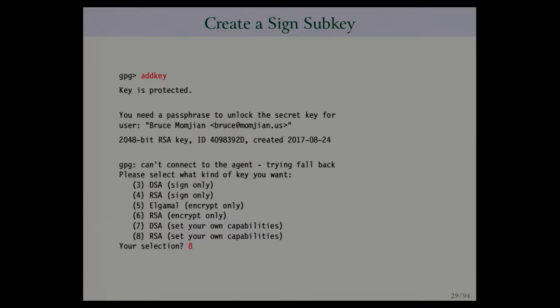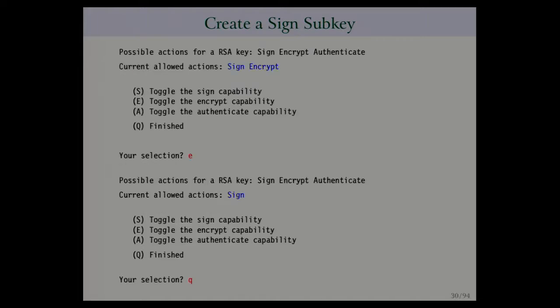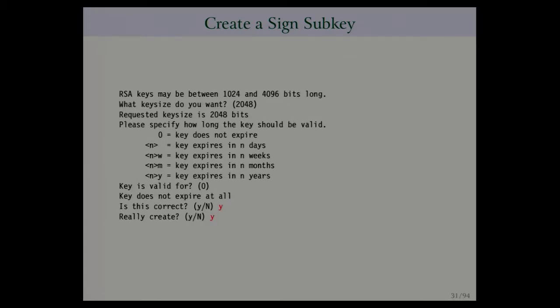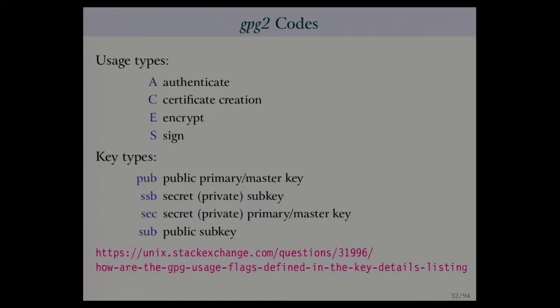Then I can add another key, go in and add a passphrase. I want an RSA key in this case. I want now an encryption key to be added that's signed, and we're going to quit there. No expiration in this case. So effectively, this is a cheat sheet of how to understand the GPG2 labels. A is authenticate, C is certify, E is encrypt, and S is sign. Remember, I said there's four different keys that GPG typically uses. These are the labels you'll see.